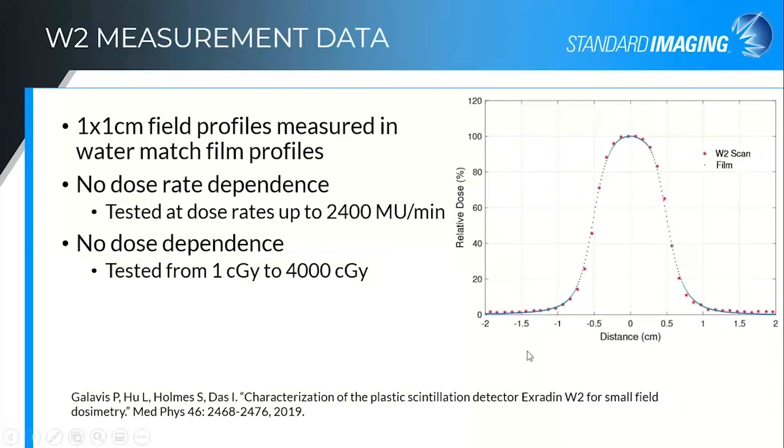Some of the profiles from published data, this is from a publication from Indra Das's group at NYU Langone. Paulina Galavis is the first author on that one. This is one of their plots that shows a 1x1 field measured in water compared with film. And they got excellent agreement between the two. They also compared it just to make sure that nothing had changed from the W1. They looked at dose rate dependence and dose dependence and that sort of thing. And they did not show either dose rate or dose dependence.